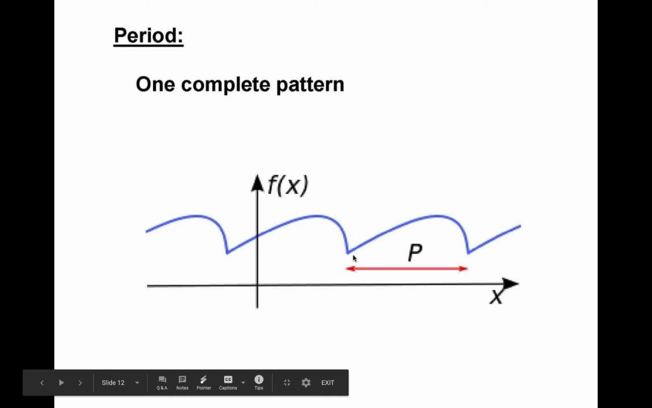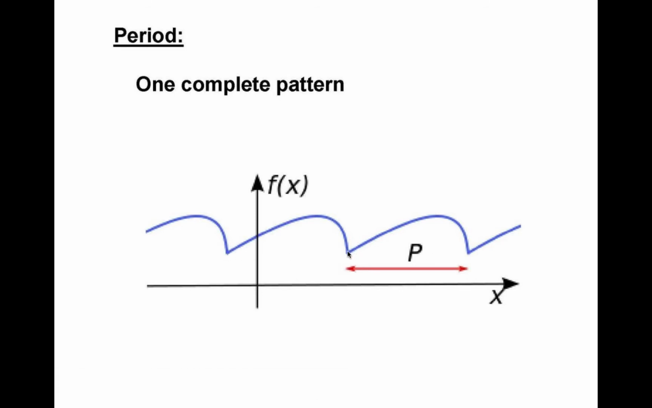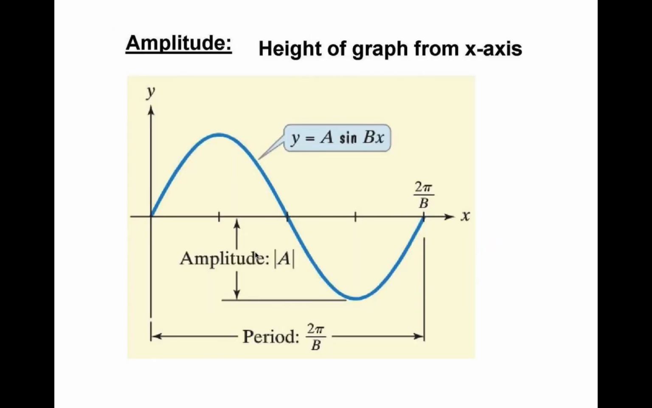A period is one complete pattern. So notice it's starting at the bottom, it goes up, and then back to the bottom. So that's considered a period. The amplitude is the height of the graph from the x-axis. So from the x-axis to the highest point here, from the x-axis to lowest point here.